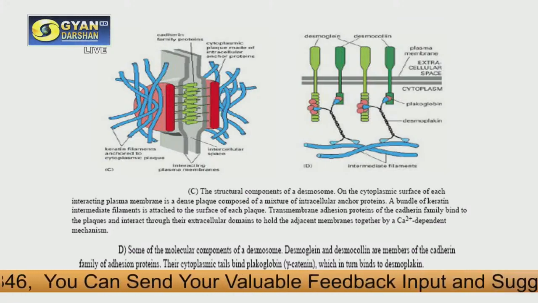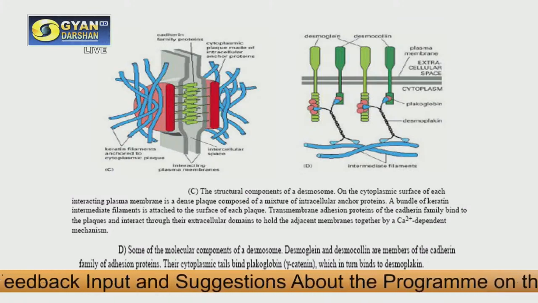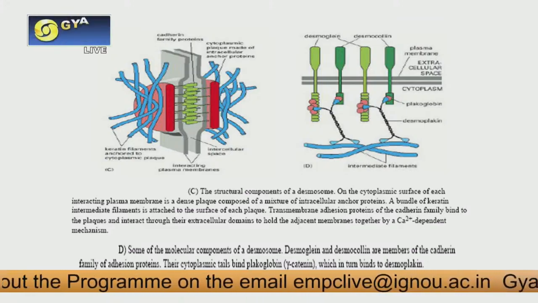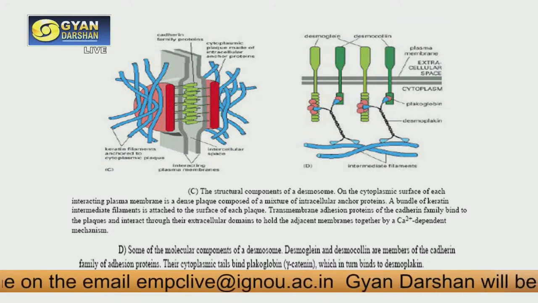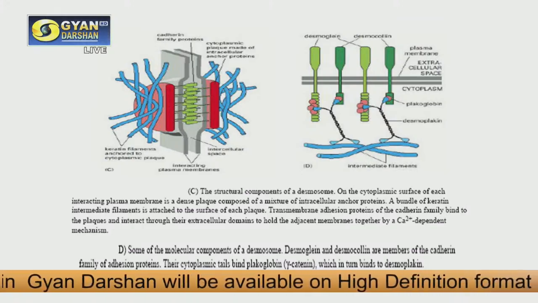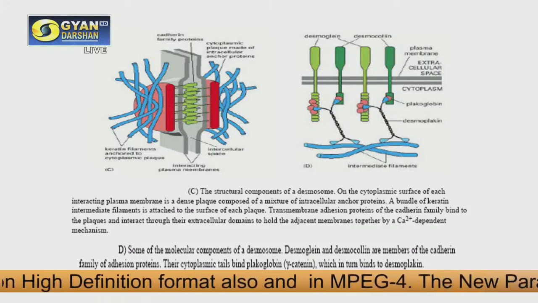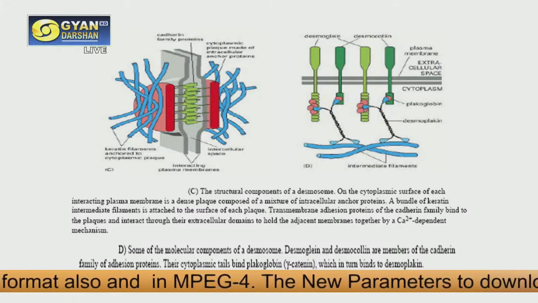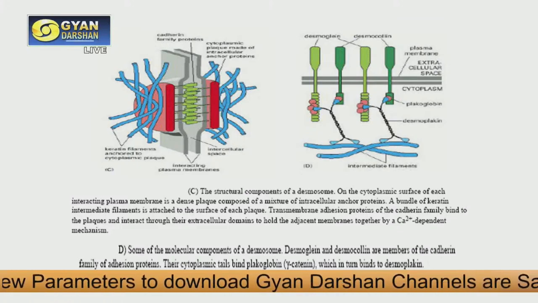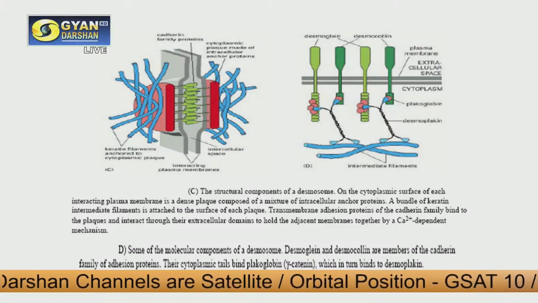Desmoglein and desmocollin are cadherin family adhesion proteins. Their cytoplasmic tail binds placoglobin. Placoglobin is similar to gamma catenin, that is the protein that we named as catenin in case of cadherin. We will name those kind of proteins as placoglobin. And that placoglobin in turn binds to the desmoplakin. And that desmoplakin in turn communicates with the intermediate filaments.